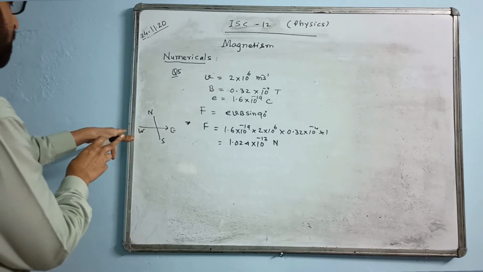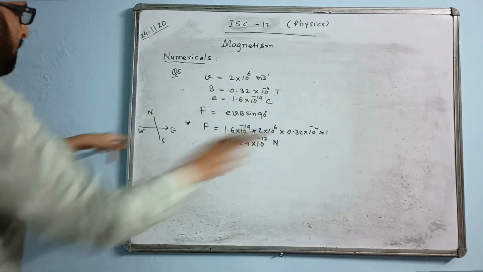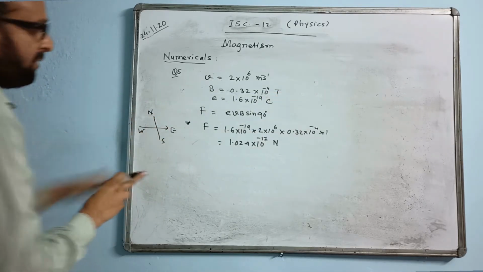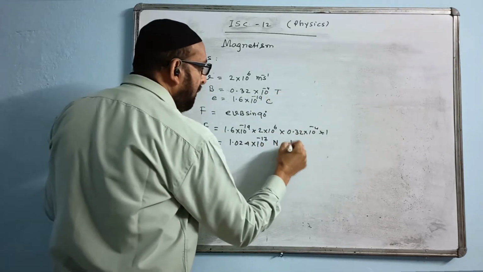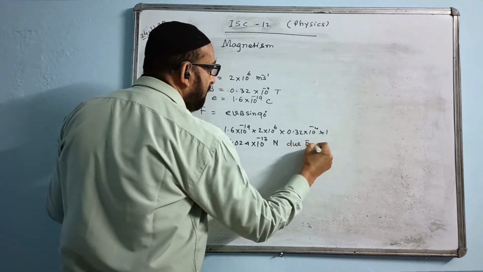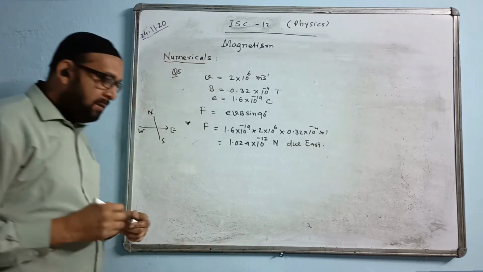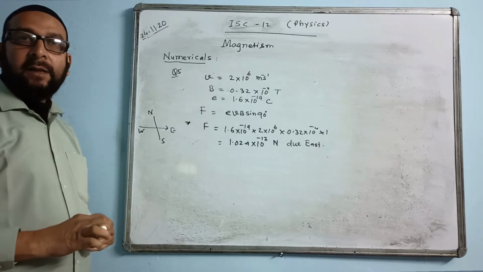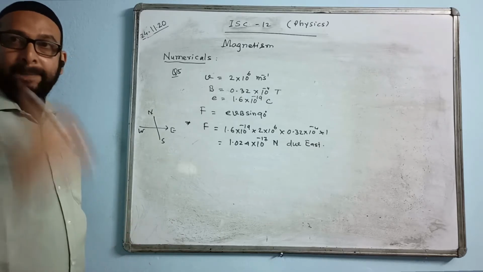What direction is the thumb pointing? The thumb is going that side. That side is what direction? East. So I'll write out here, due east. That is, the force will be acting in the direction of east.